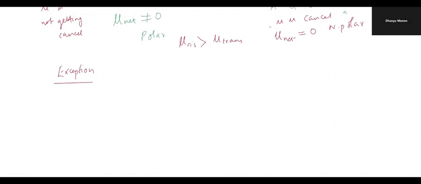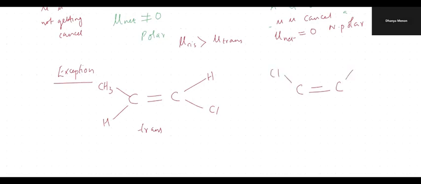I have carbon double bond, CH3, hydrogen, Cl. Okay, so here the hydrogen is in opposite direction, so this is trans. Carbon double bond, chlorine, methane. Hydrogen and hydrogen are in the same direction, so this is the cis form.